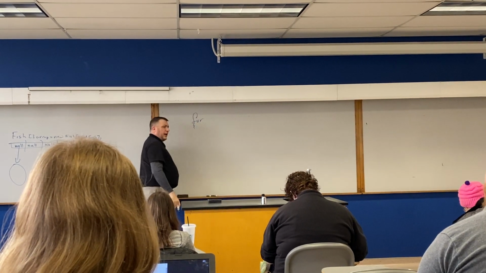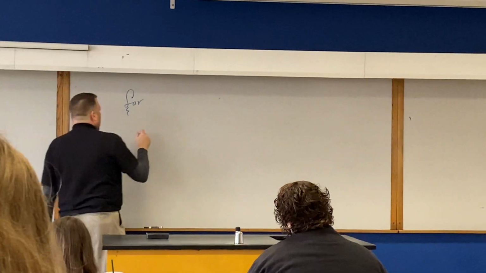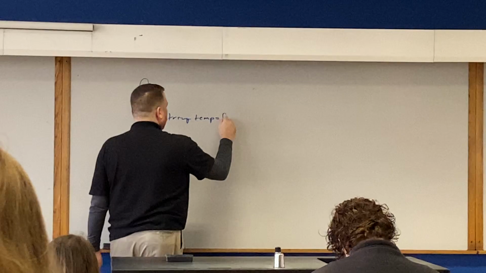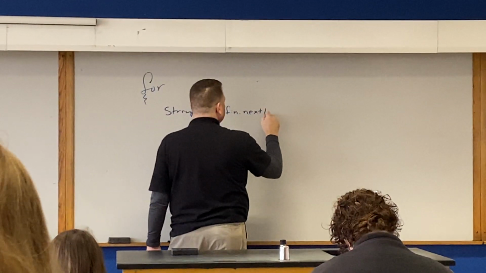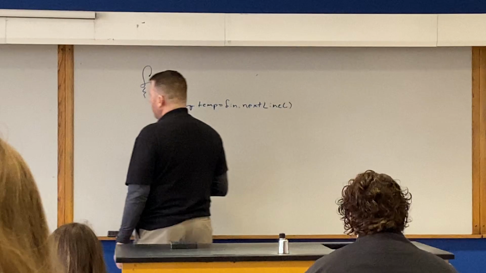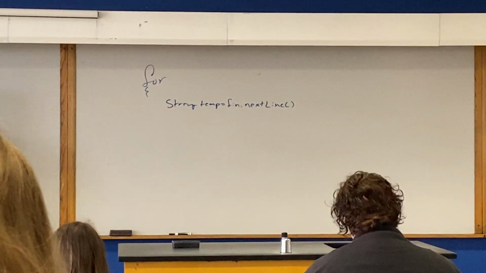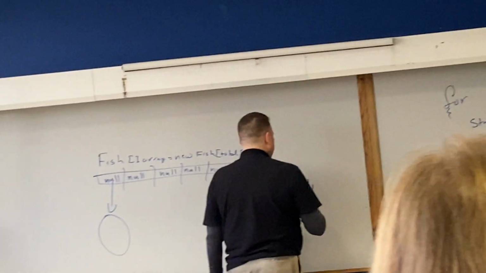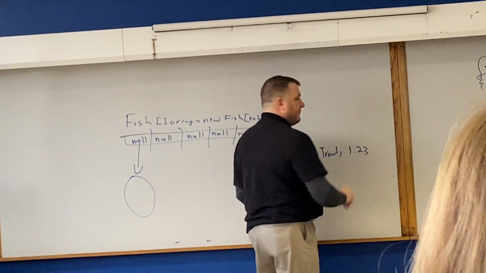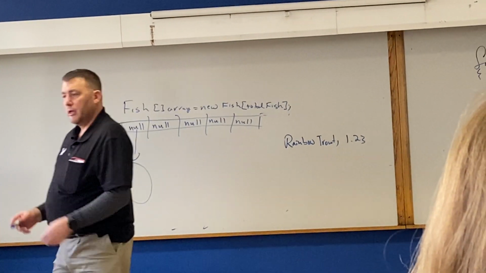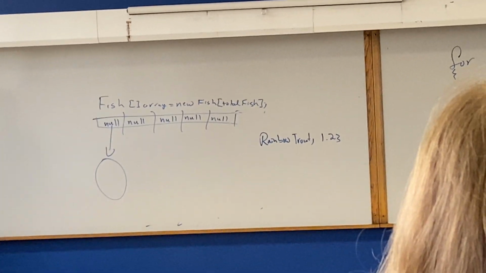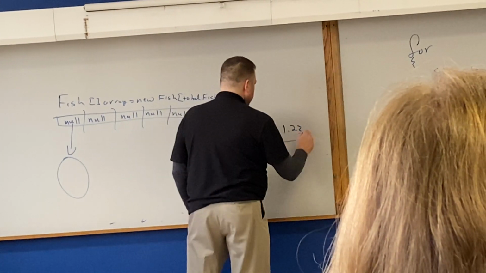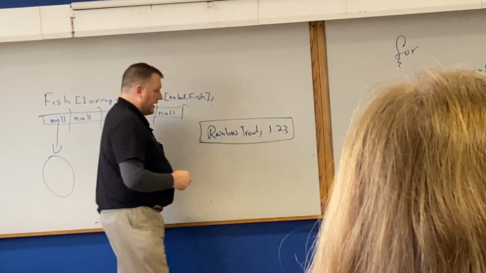Okay? And in that for loop, what we're going to do is a string temp gets fin dot next line. Okay? And what that's going to read for me in this case is rainbow trout, comma, 1.23 or whatever the weight is. That's what's going to be in temp. So temp is going to be a string that literally looks like that.